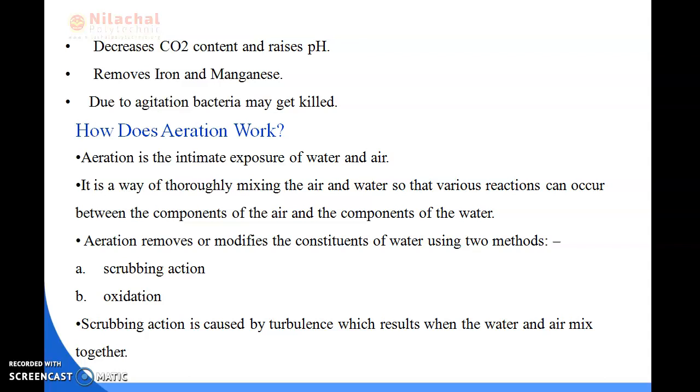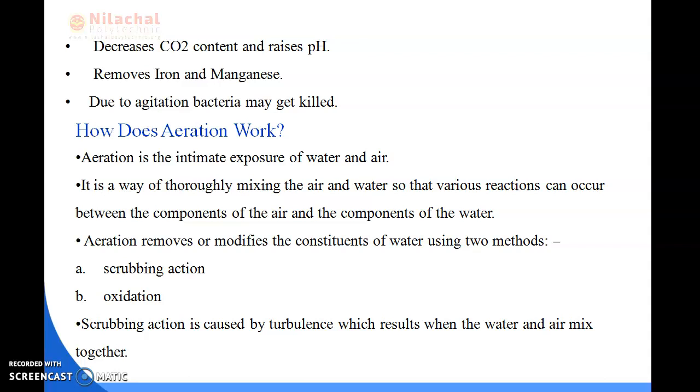So next, how does aeration work? Aeration is the intimate exposure of the water and the air. When we mix the water and the air, we get oxygen. So we can say that it is a way of thoroughly mixing the air and water so that the various reactions can occur between the components of the air and the components of the water.